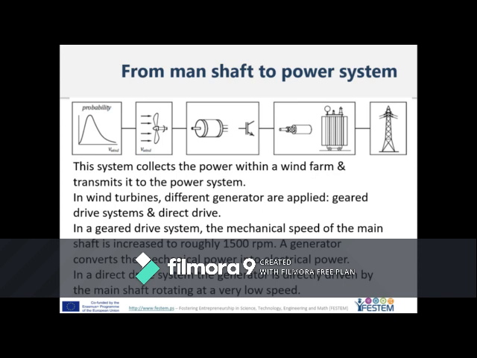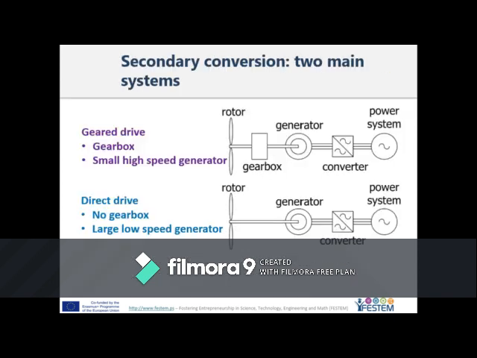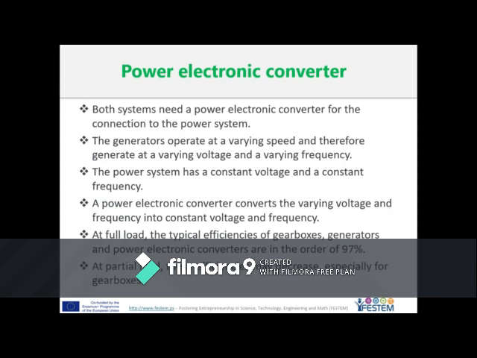So basically we have two systems. The geared one is for the high speed. The direct drive system is for the low speed. The geared drive system, as shown here, has the gearbox. This is the main difference. We have the generator, the converter, and the power system. So the main difference between the two systems, the geared drive and direct drive, is the gearbox, which raises the speed to 1500 rpm.